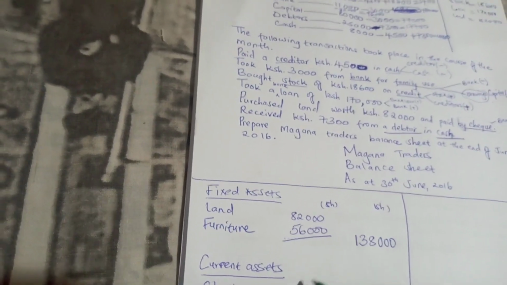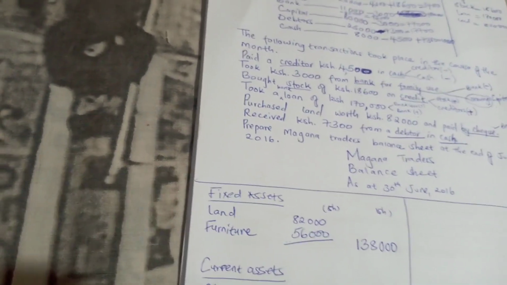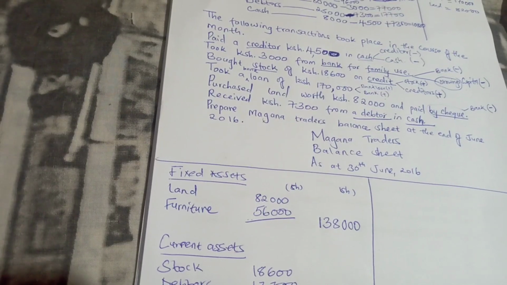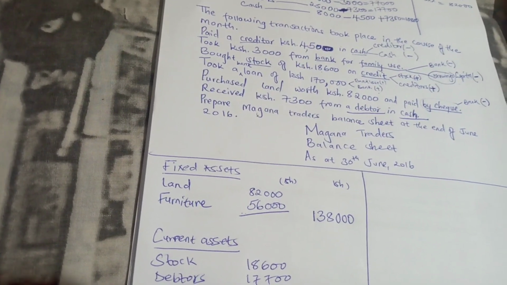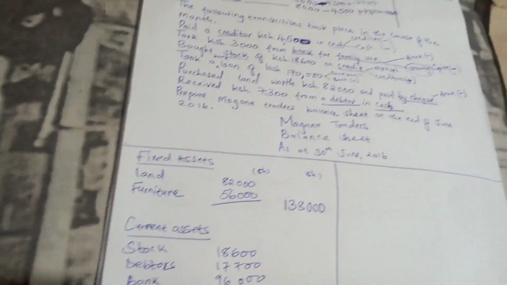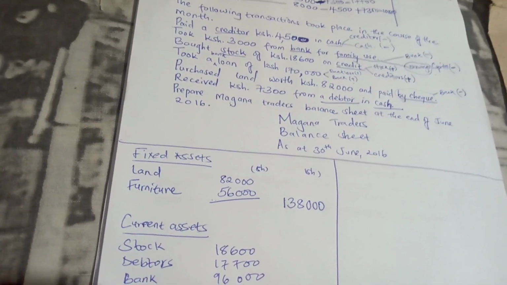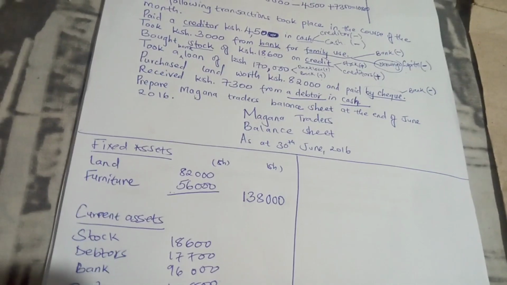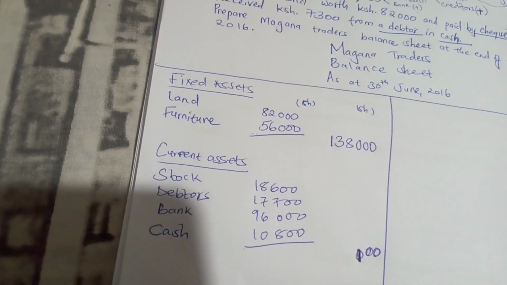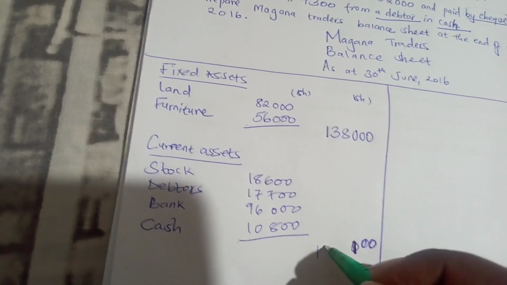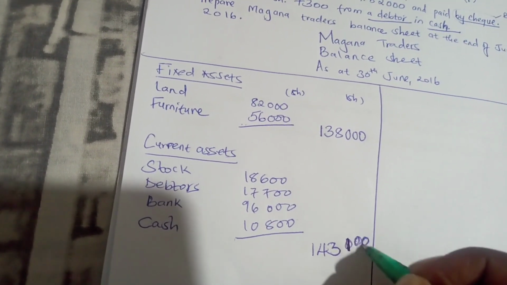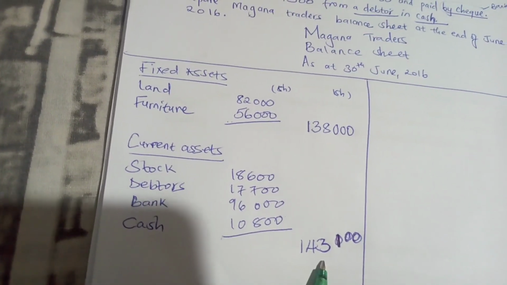So the total current assets: 18,600 plus 17,700 plus 96,000 plus 10,800. So that gives us 143,100.